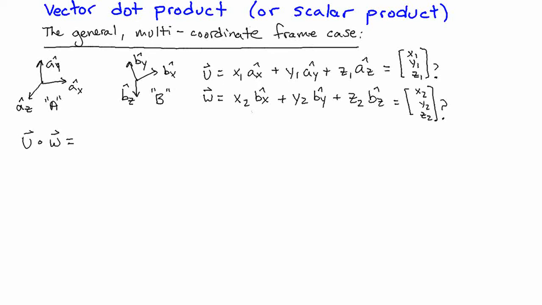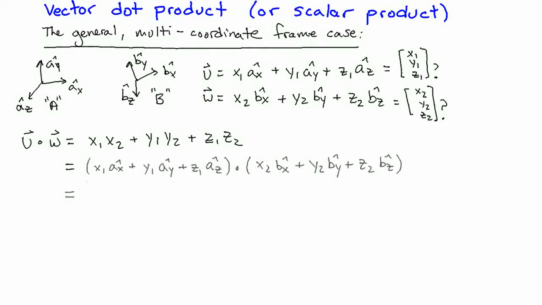If the way you remember dot product is that it's simply the sum of the product of components, then you might naively think, okay, this is x1 x2 plus y1 y2 plus z1 z2. The problem here, of course, is that you've implicitly assumed that AX and BX are parallel unit vectors. So let's write it out like we did in the previous case explicitly. And now we'll expand out this dot product.